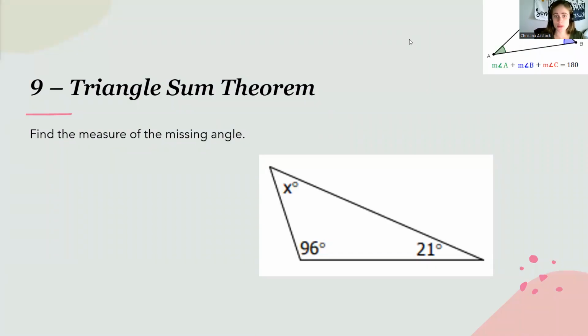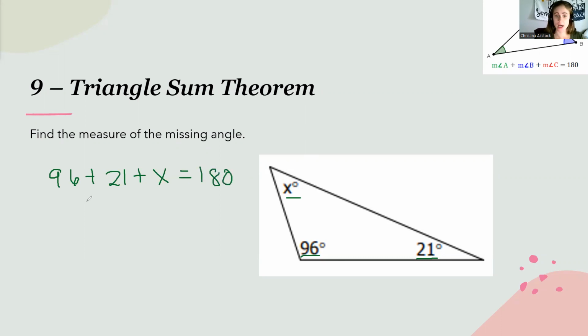Now we have the triangle sum theorem. The triangle sum theorem focuses on the interior angles, so the inside angles of a triangle, and it says that if you have 3 angles together and they form a triangle, that means they are going to add up to equal 180 degrees. So looking at our diagram here, we know that one angle is 96 degrees, one is 21, and we want to find the measure of this missing angle. Well, because it's a triangle, all 3 of these together are going to equal 180 degrees.